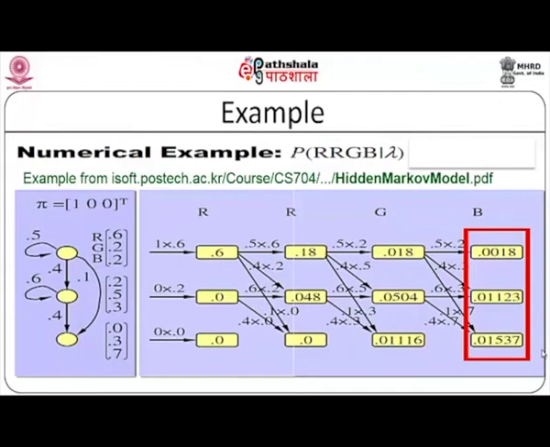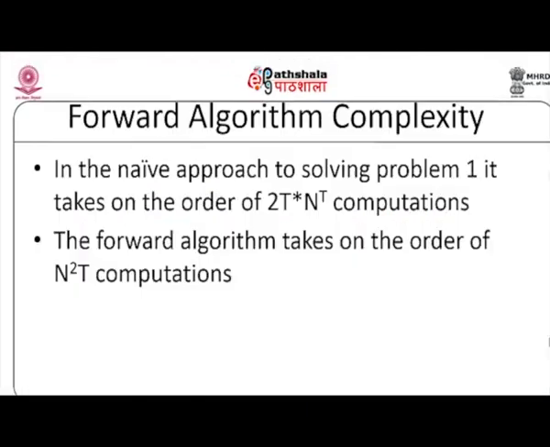So, that is how you get it, and similarly you go on, and finally you see you have the probabilities 0.0018, 0.01123 and 0.01537. That is the probability of generating RRGB given the model, and the transitions that happened. So, in the naive approach the forward algorithm takes on the order of N squared T computations.